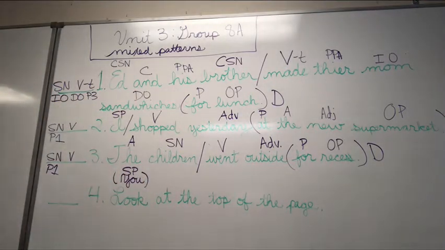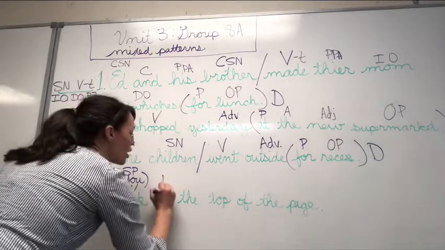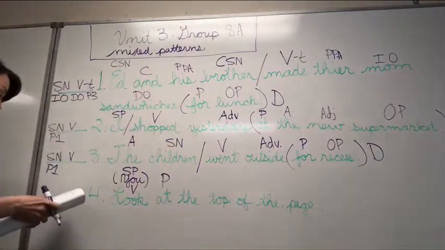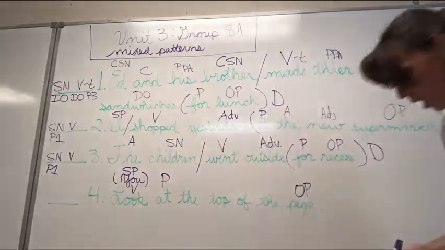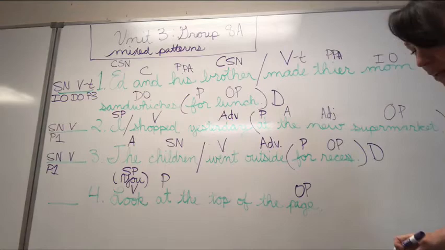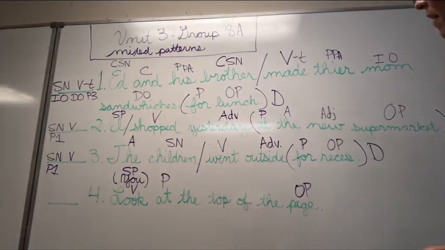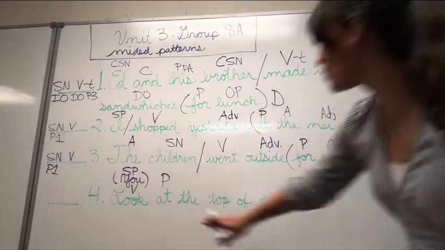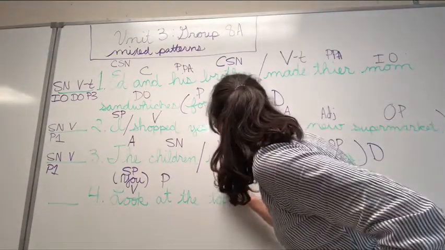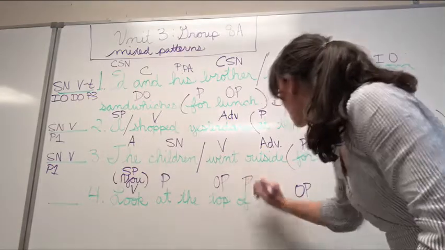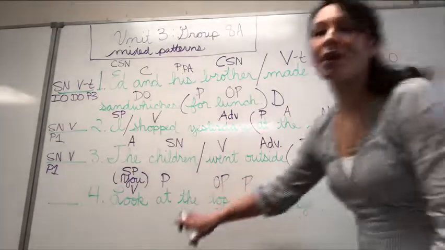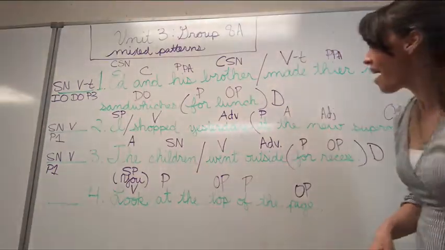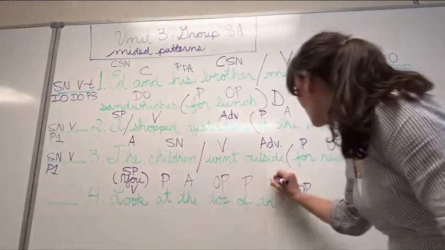What is being said about you? You look. Verb. At, preposition. At what? It looks like you're looking at the page. Object of the preposition. Did I write that right? At the top of the page. Oh, I'm sorry. At what? At the top. Object of the preposition. Of, preposition, of what? Page, object of the preposition. Sorry, there are 2 prepositional phrases there. The, article, adjective. The, article, adjective.